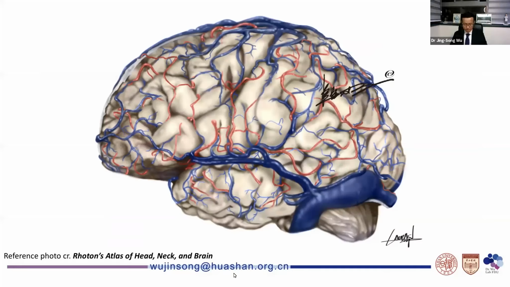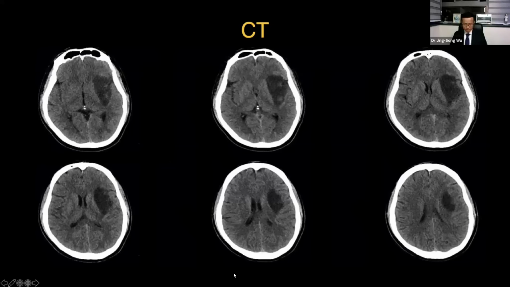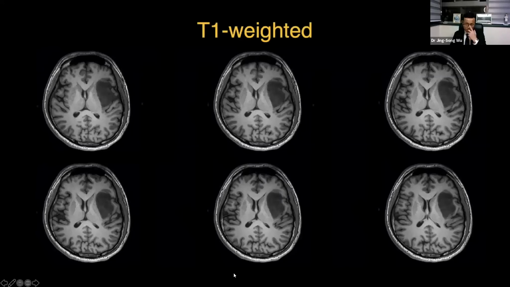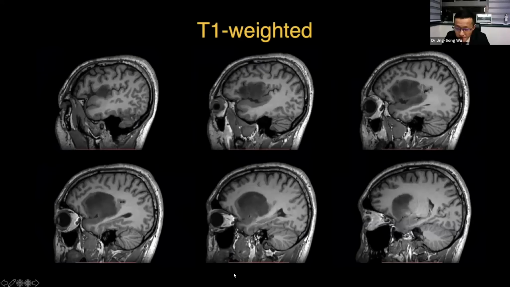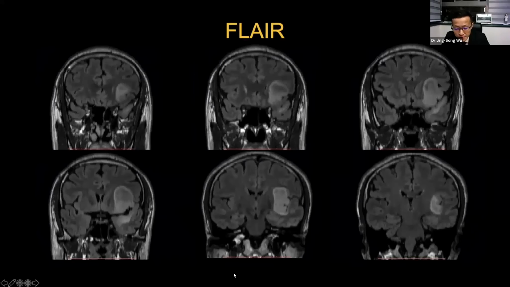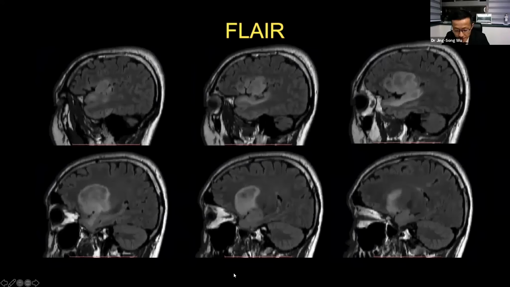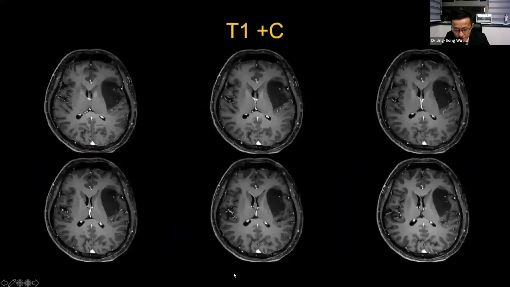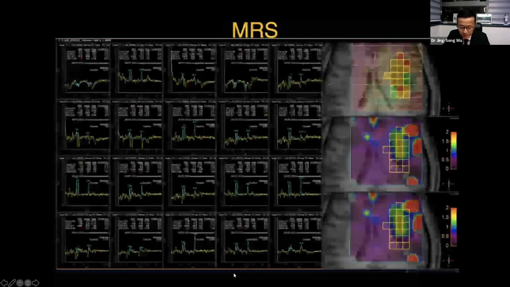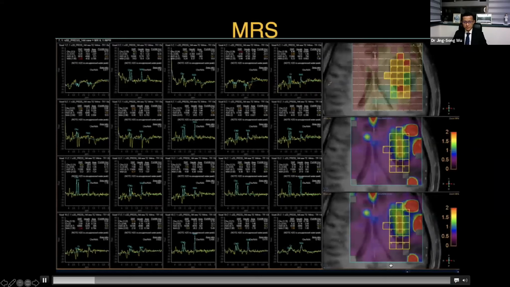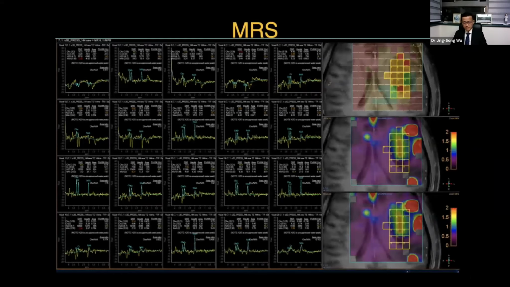CT scan indicated a heterogeneous low-density left insular mass, which was hypointense on T1 weighted sequence and hyperintense on FLAIR sequence, with no significant contrast enhancement. MR spectroscopy detected increased choline and decreased NAA composition, and the maximum choline to NAA index was 1.8, suggestive of neoplasms.